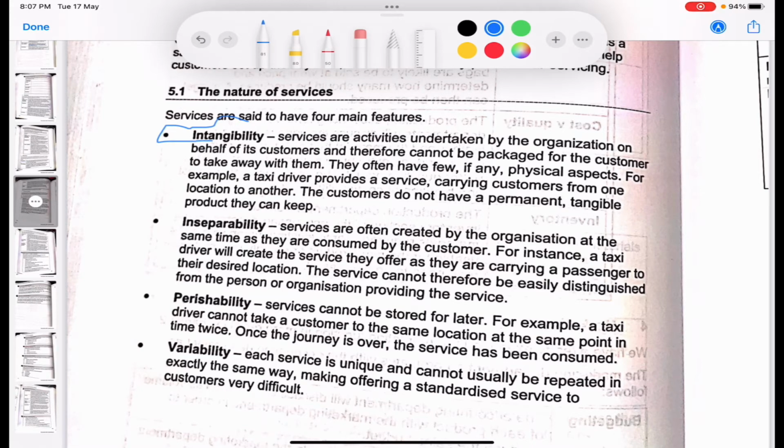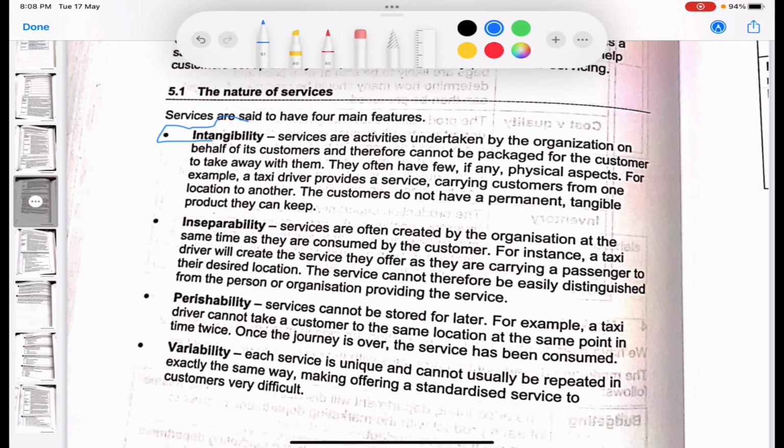Intangibility. What does tangible mean? The word tangible means able to touch, right? So are services tangible? No, they're not. Can we touch services? We can only feel and experience the service, but we can't touch it. It's not a good, not a product. Services are activities undertaken by the organization on behalf of its customers and therefore cannot be packaged for the customer to take away. They often have few, if any, physical aspects. For example, a taxi driver provides a service carrying customers from one location to another. The customers do not have a permanent tangible product that they can keep.